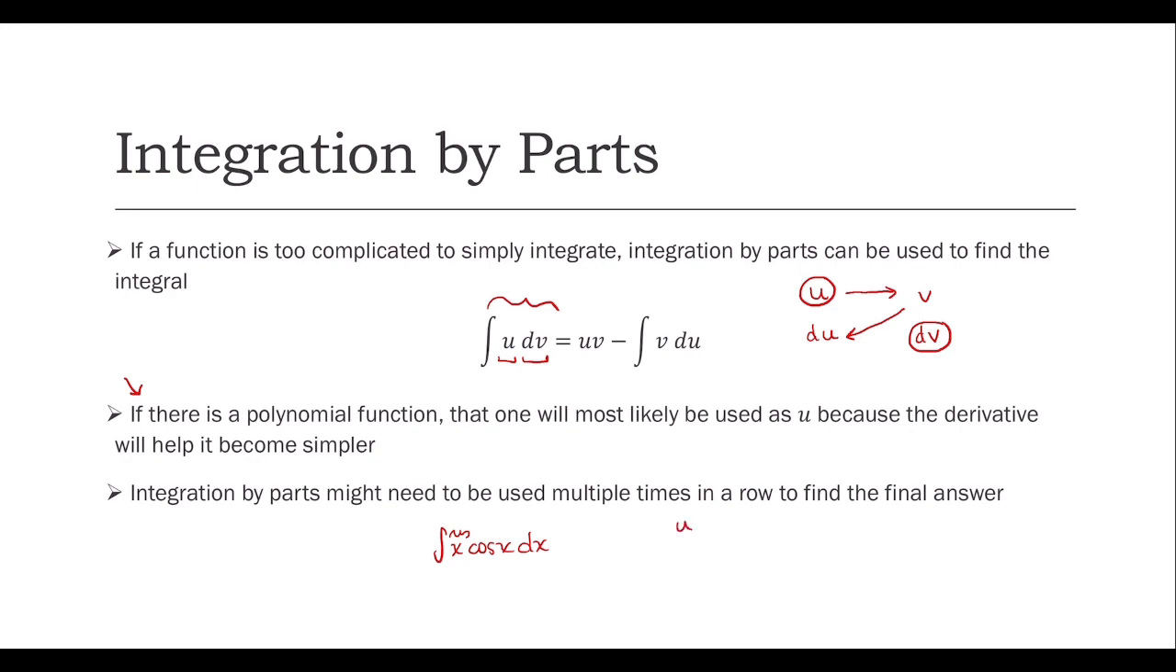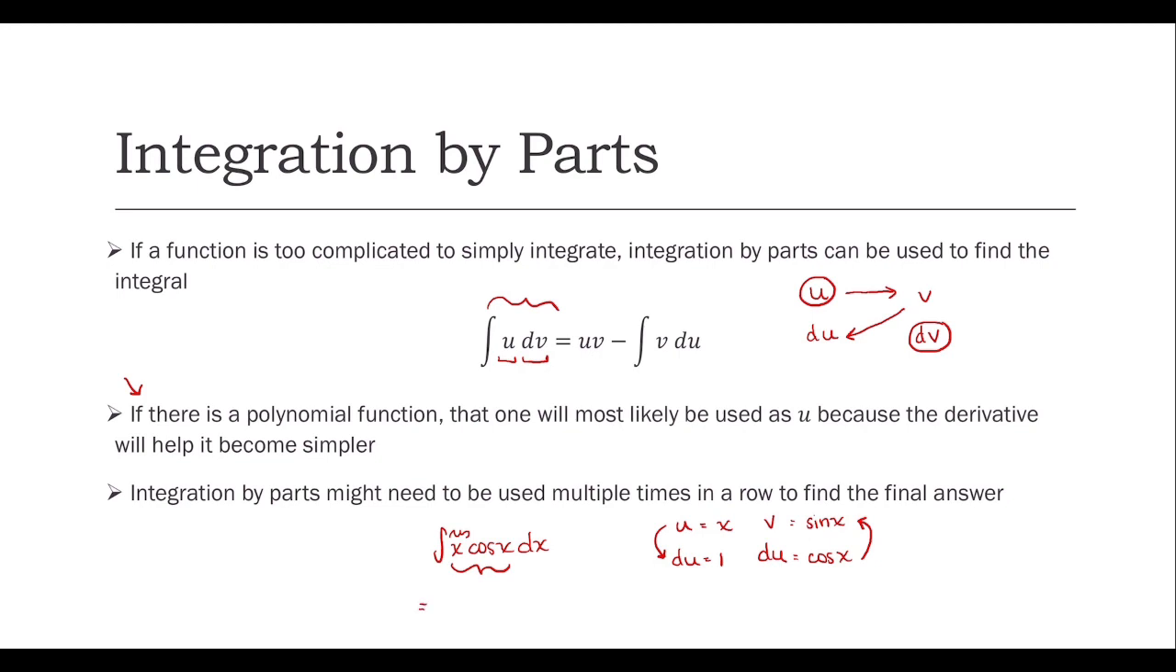So we have u, du, v, dv. So in our x cosine of x, one of these will be u and one will be dv. We'll use our x as u, and then cosine of x as dv. So we take the integral of dv to get v. So the integral of cosine of x is sine of x. And then we take the derivative of u to get du. The derivative of x is 1.